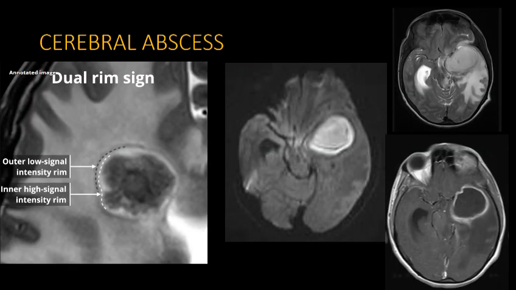Cerebral abscess, one more close differential diagnosis to glioblastoma. Differentiating points include dual rim sign, which is classically seen in cerebral abscess in T2 weighted and SWI sequences. Outer low signal intensity rim is due to capsule, and the inner high signal intensity is due to granulation tissue. And on DWI, we see central diffusion restriction in cerebral abscess, which is absent in case of glioblastomas. And the disproportionate edema, which means the edema is significant and disproportionate to the size of the lesion, is seen in cerebral abscess. And the enhancement pattern is usually thin, complete and regular enhancement with central non-enhancing areas.